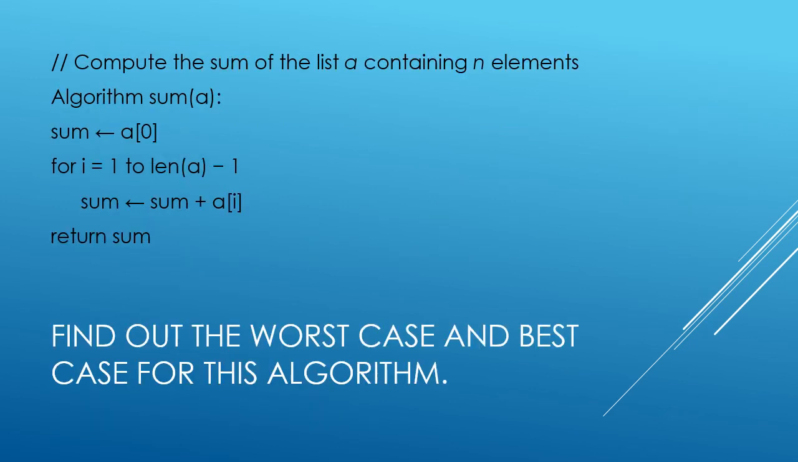Let us see another algorithm that computes the sum of list A containing n elements. We are asked to find the worst case and the best case. If you look at the algorithm, you will see that no matter what kind of list you provide to this algorithm, every line will always execute. There is no if condition here.